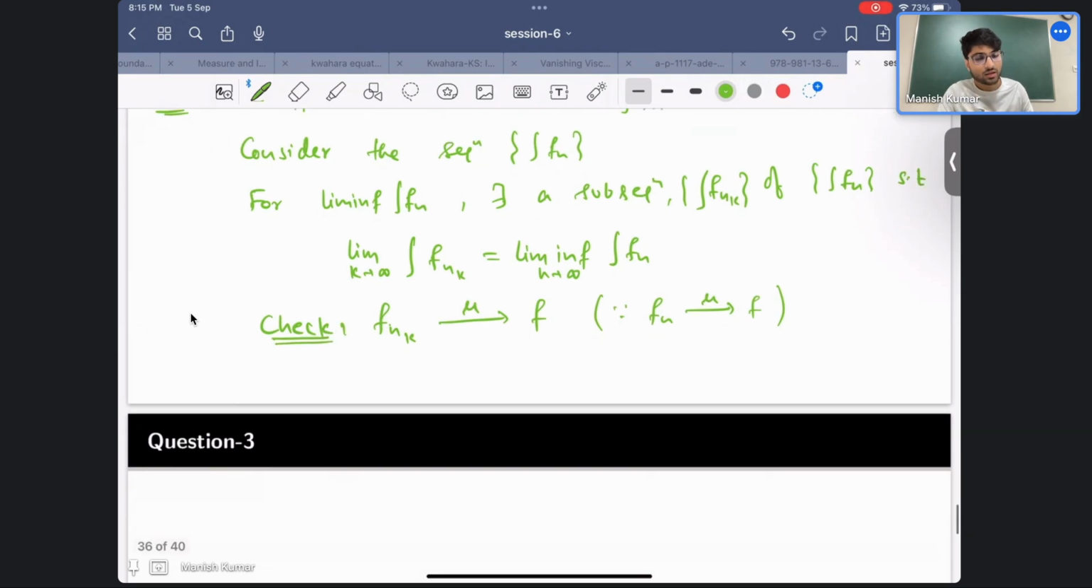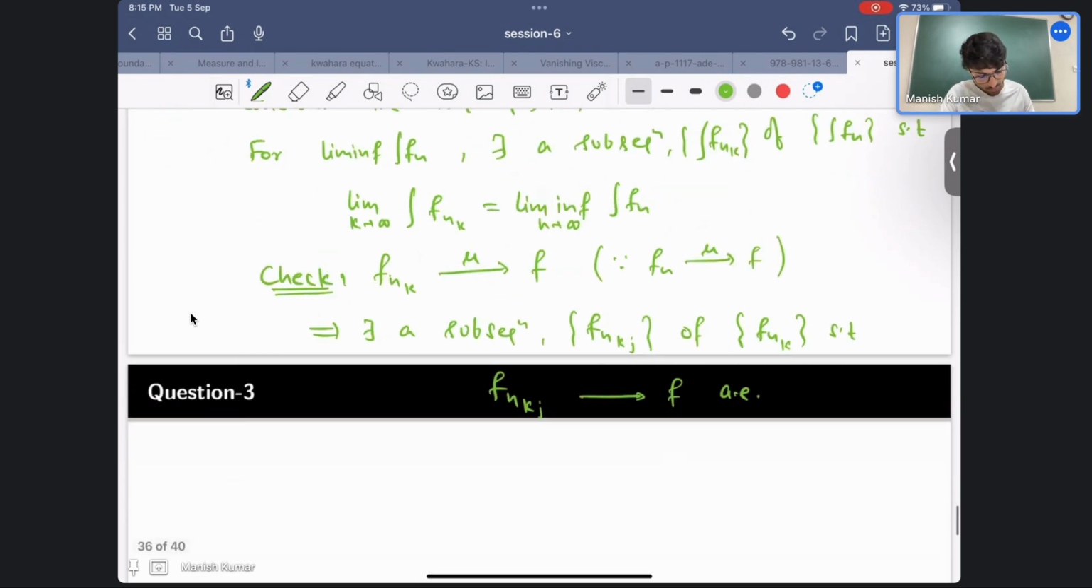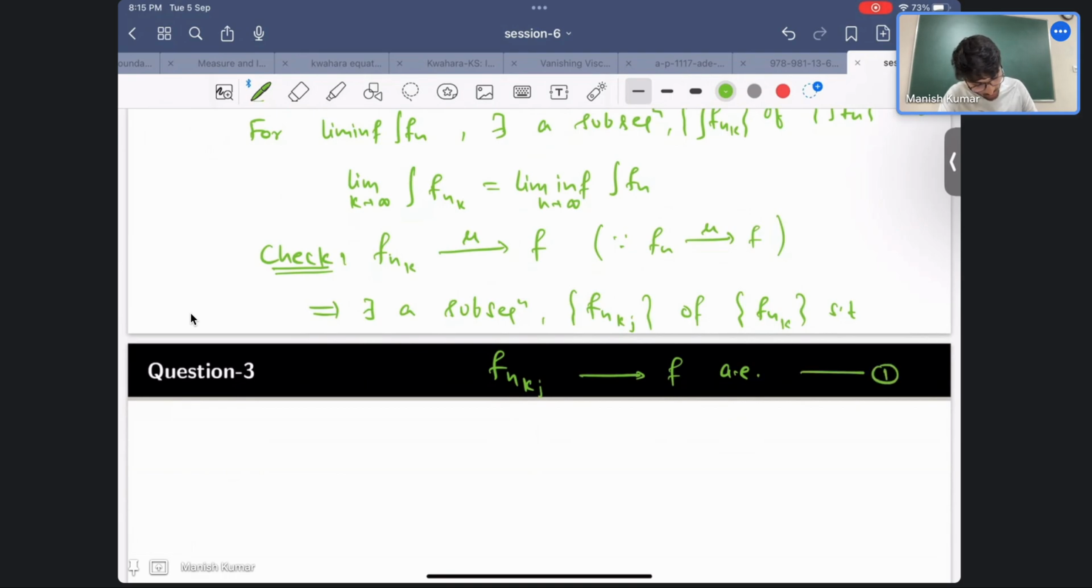Now since f_{n_k} converges to f in measure, you can say that there exists a subsequence f_{n_{k_j}} of f_{n_k} such that f_{n_{k_j}} converges to f almost everywhere. So for a subsequence we can do so. When you have this, let's say this is 1. Also, the limit as j goes to infinity of the integral of f_{n_{k_j}} will be equal to the limit as k goes to infinity of the integral of f_{n_k}, and this will be equal to this quantity. I'm just saying from here.